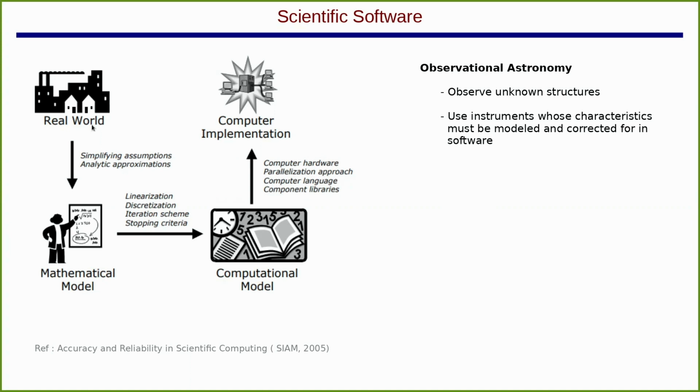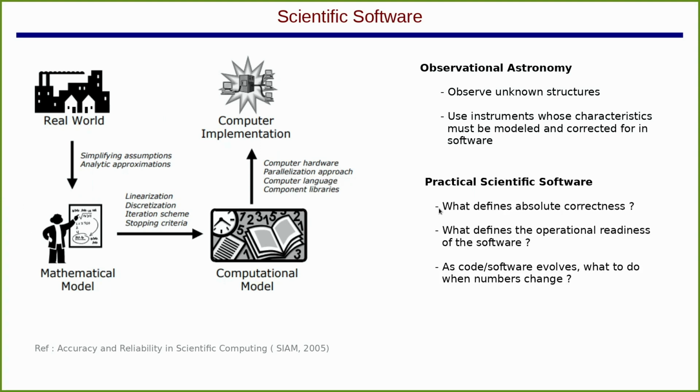Okay. So at every stage, there are assumptions and choices being made which deviate from the real world. And that's what contributes to what we call accuracy or error. Now, of course, in astronomy, we are making images of unknown structures. And so there is no known absolute truth in general. And we are using instruments whose characteristics must be modeled and corrected for in the software.